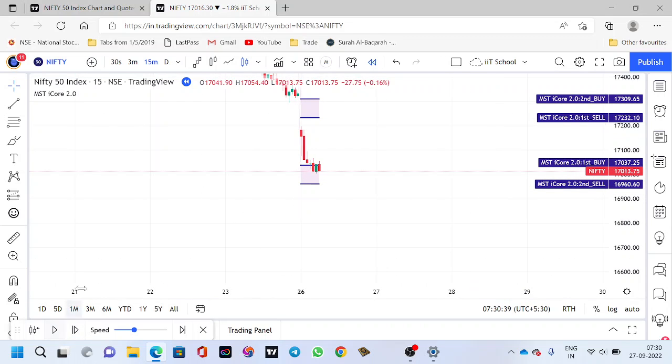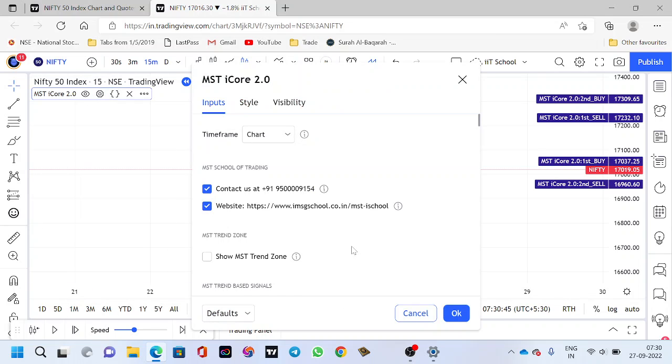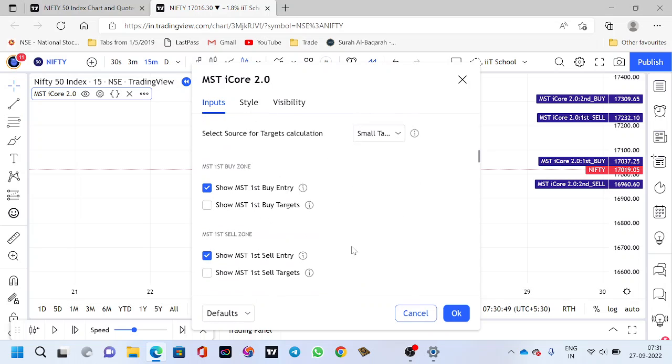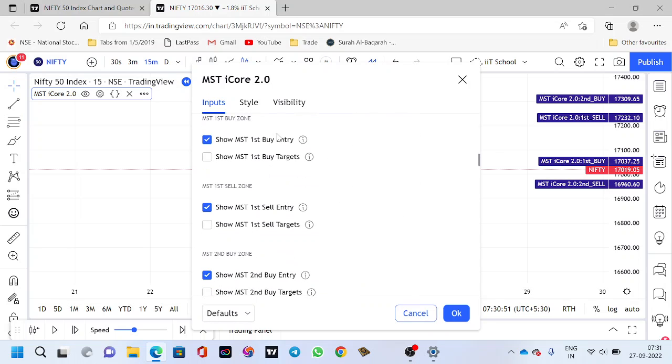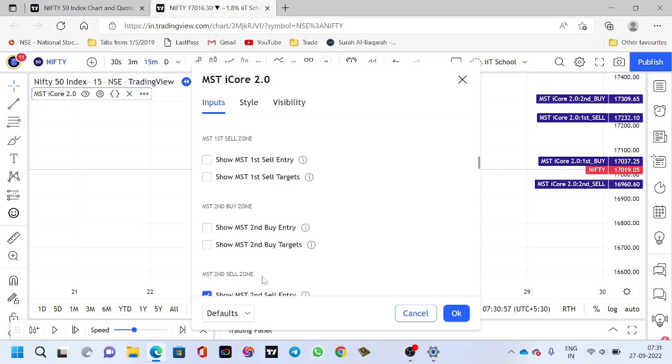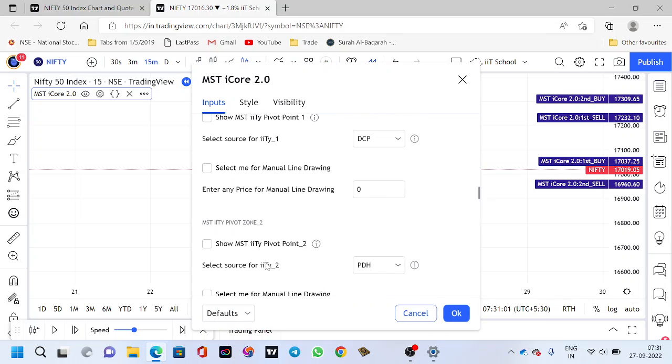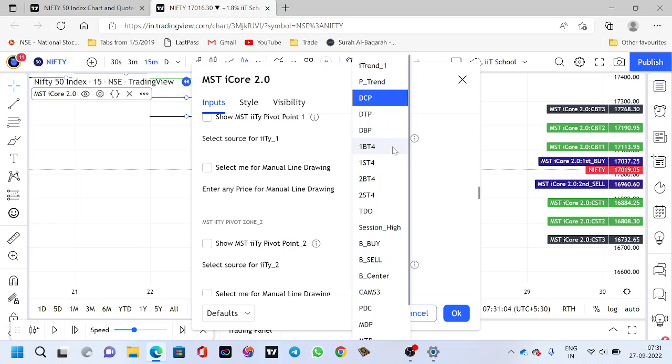So now what do we have to do? Come here. Once the buy or sell is activated, come here. If buy is activated, enable the first buy and first buy targets. First buy entry is also there by default. You have to just enable first buy targets, and the second sell will be your stop loss for the first buy entry. If the sell is hit, we have to go for the reversal entry.